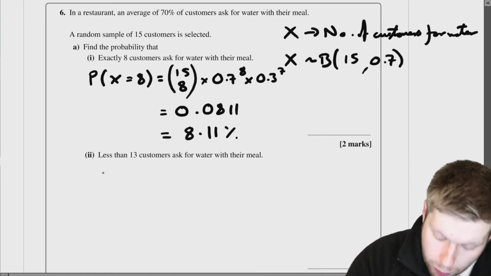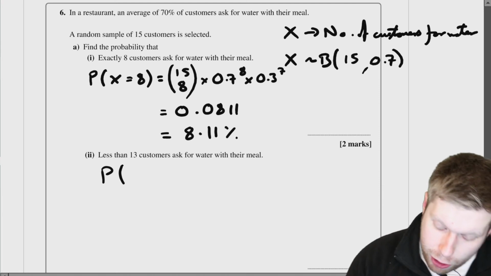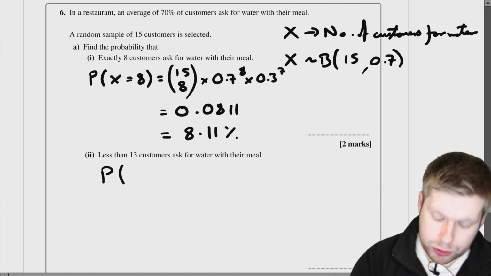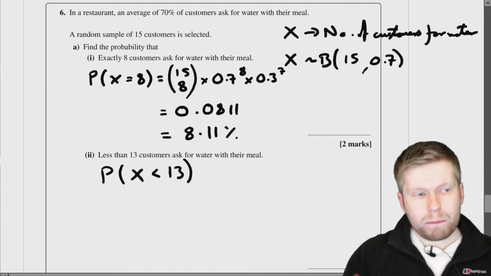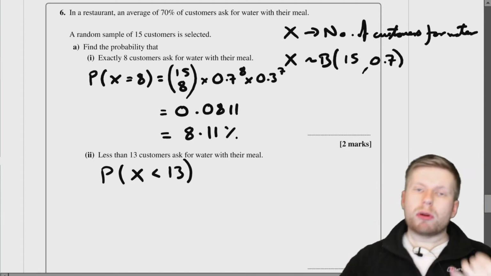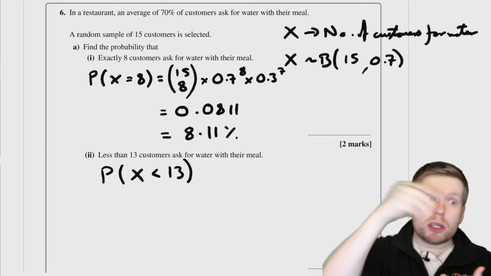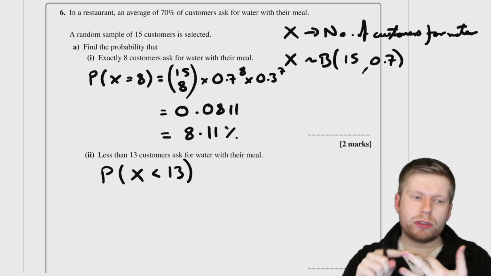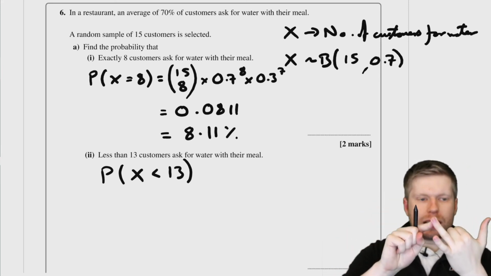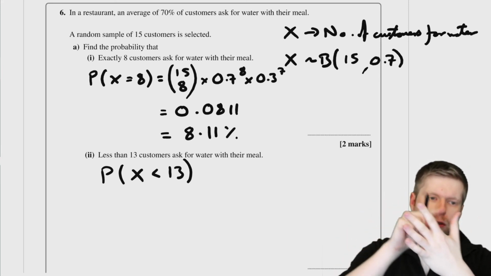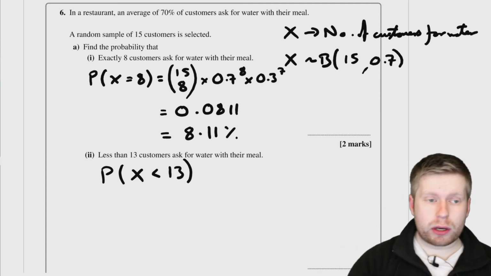Now I need to find the probability that less than 13 customers ask for water with their meal. So in other words, what's the probability that X is less than 13? Well, I'm not going to do probability that X equals 1, plus probability that X equals 2, plus probability that X equals 3, plus probability that X equals 0. I forgot the probability that X equals 0. It's a common mistake. Don't forget probability that X equals 0. So probability that X equals 0, probability that X equals 1, X equals 2, X equals 3, X equals 4, right the way up to 12, because I don't want to include the 13.